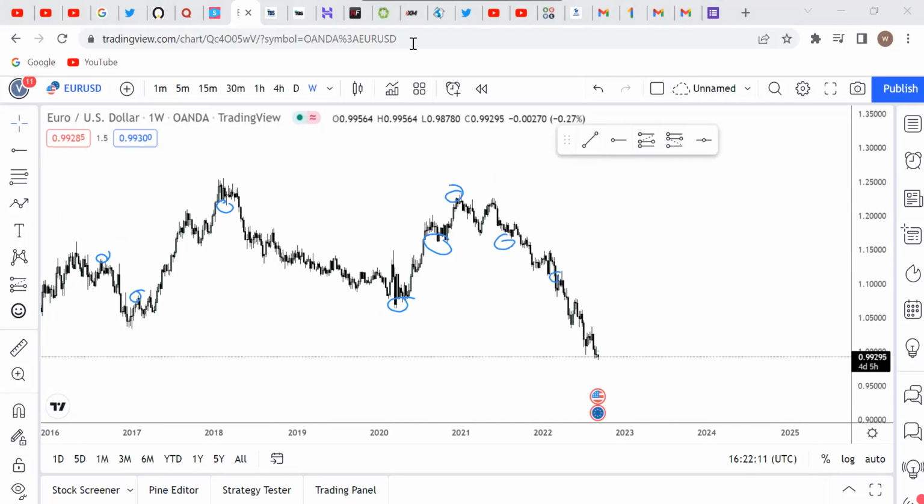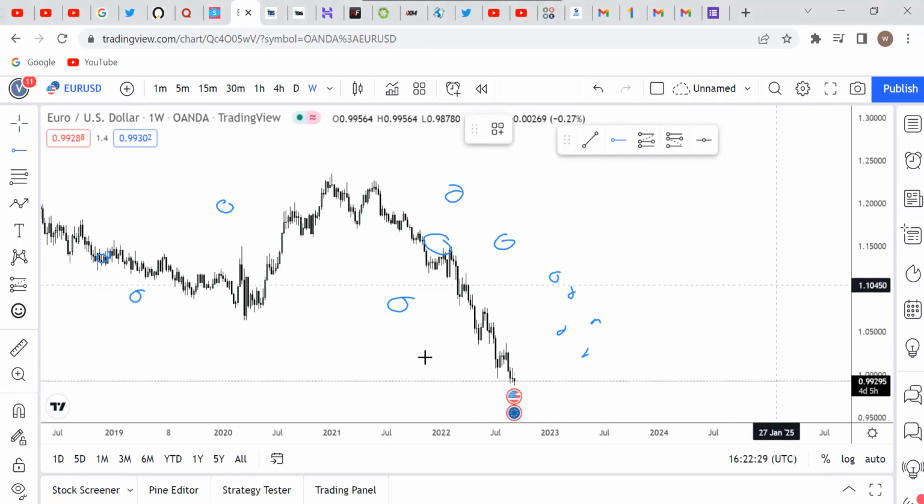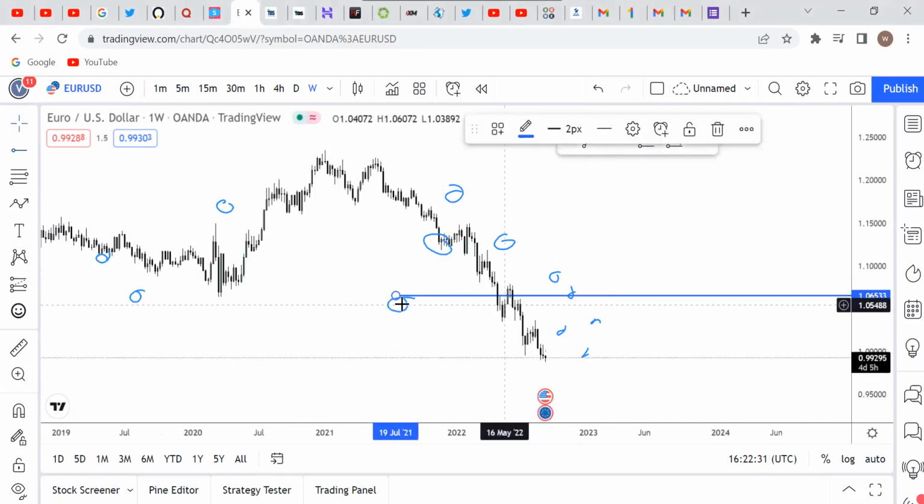So what you're going to do is draw your areas of support and resistance. Let's take this area as, let's mark the areas I've marked. If you look here, we have a consolidation of candles or a cluster of candles in the areas I marked.